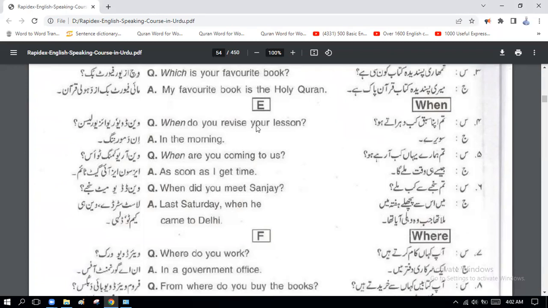When do you revise your lesson? In the morning. When are you coming to us? As soon as I get time. When did you meet Sanjay? Last Saturday when he came to Delhi.